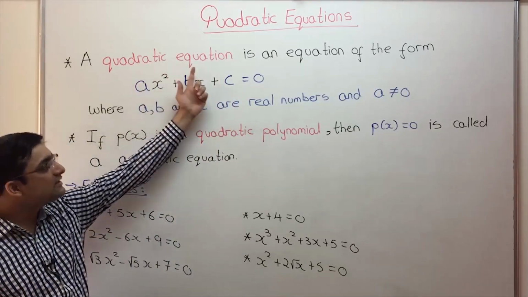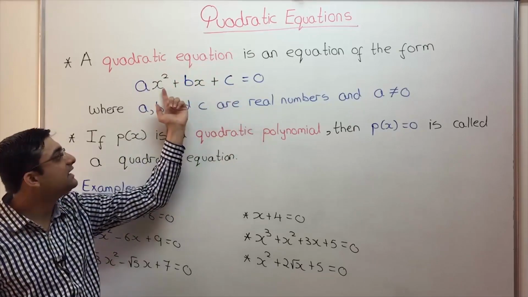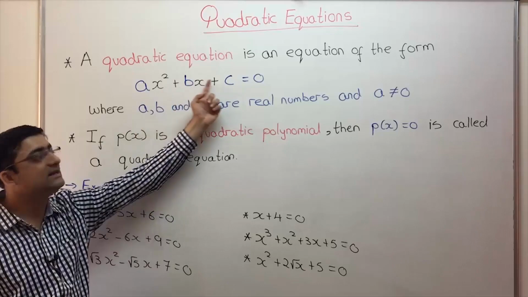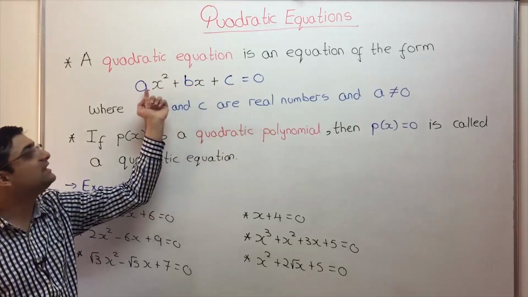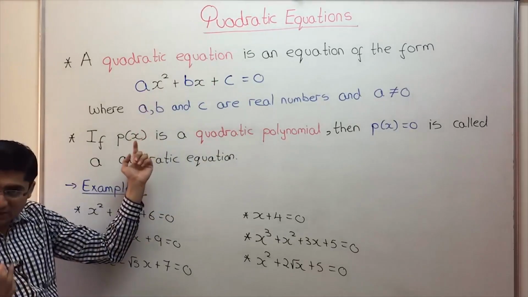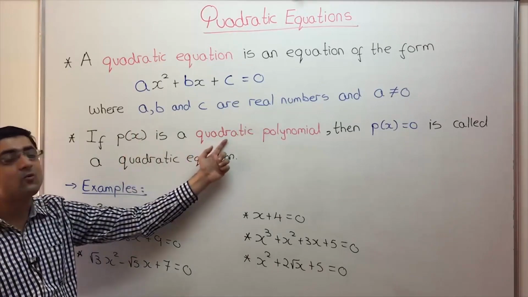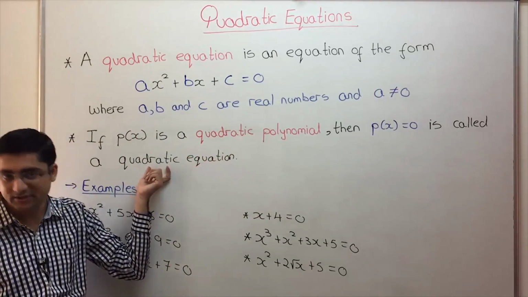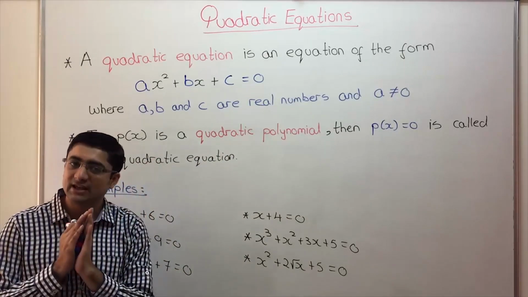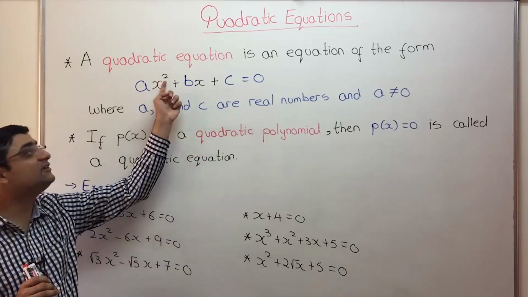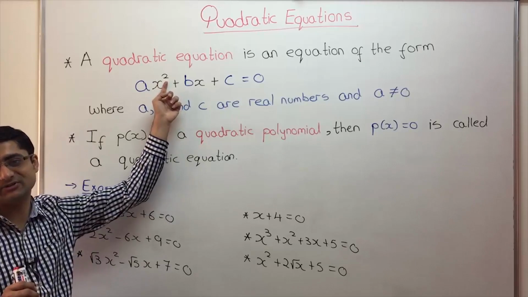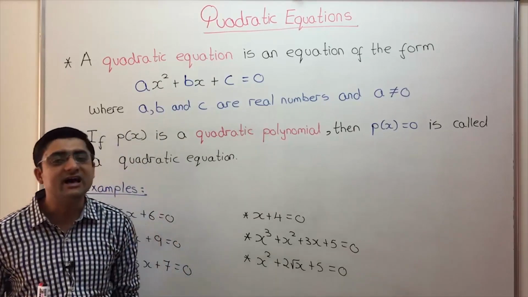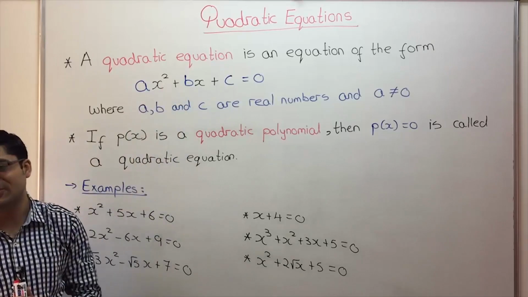See, a quadratic equation is an equation of the form ax² + bx + c = 0, where a, b and c are real numbers and a is not equal to 0. We can also say that if p(x) is a quadratic polynomial, then p(x) = 0 is called a quadratic equation. So in simple terms, an equation in which the highest power of the variable is 2 is a quadratic equation. So if the highest power of the variable is 1, it's a linear equation. If the highest power of the variable is 2, it is a quadratic equation.